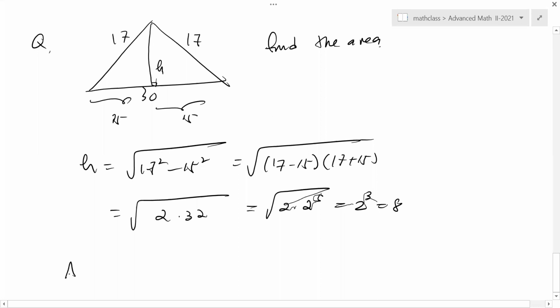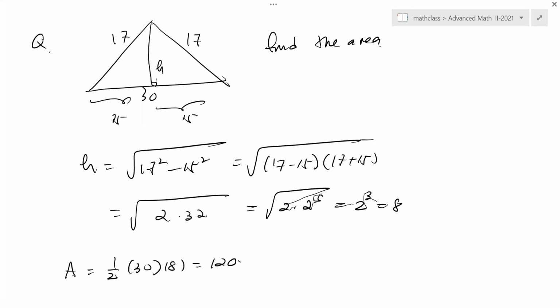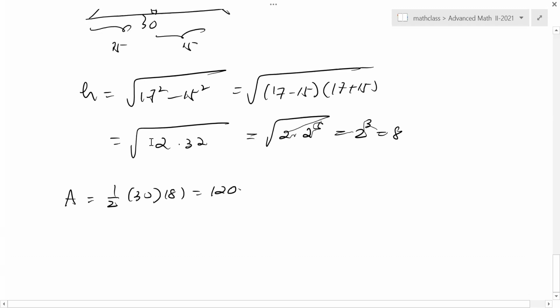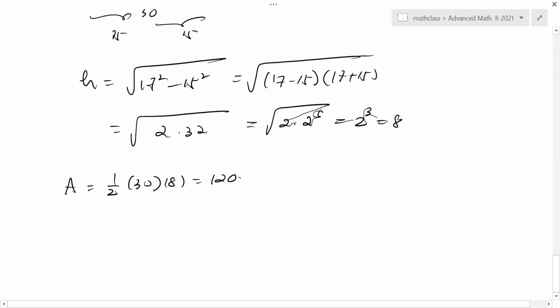Now once you get 8, then the area is half of 30 times 8, and so 120. Right? That's how you get to 120. But you can always use Heron's formula to find the area, right? And in that case, sometimes the area is not going to be an integer. So the best way to do it is to apply the Pythagorean theorem to find the height. Right.